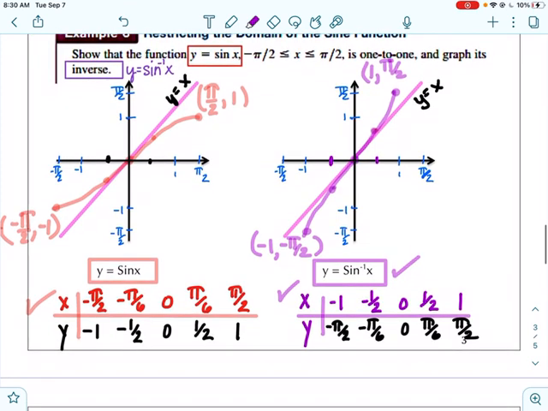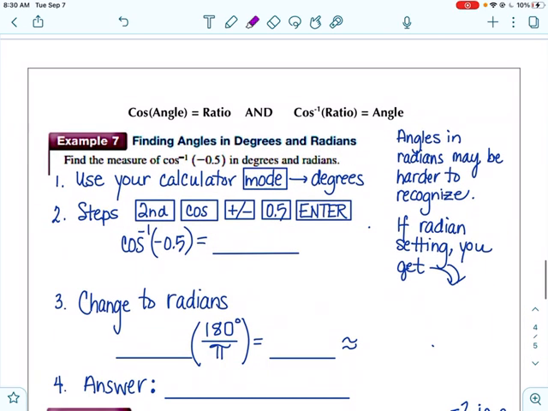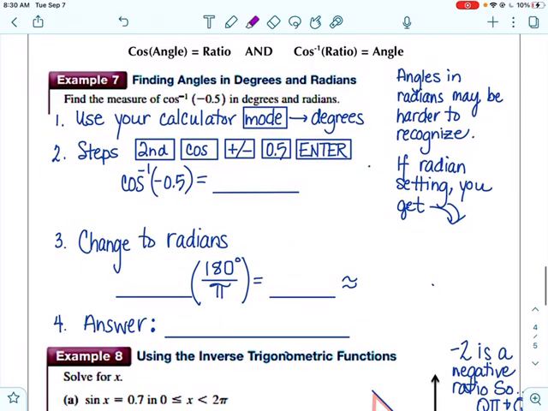designate your angles as being in degrees so you can understand the angles a little better and see if that makes a difference. All right, next example is finding angles in degrees and radians.